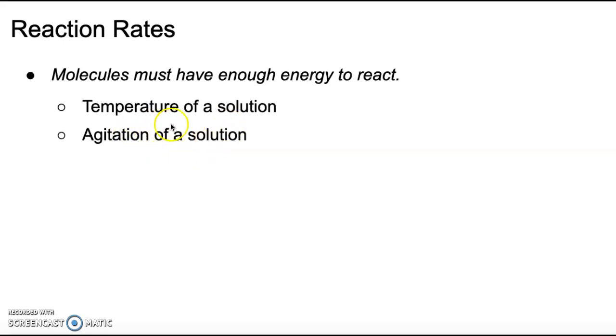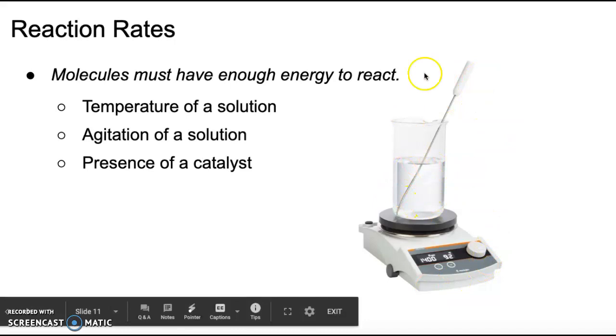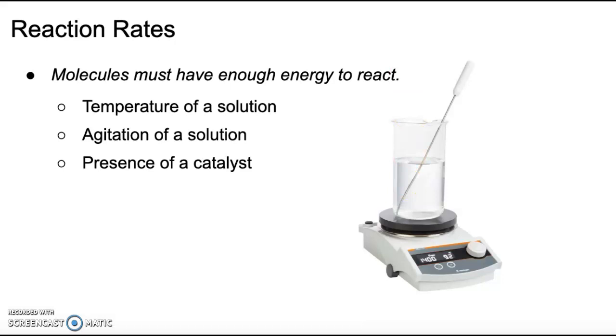And then again, what we can do is if we agitate a solution, if you stir it, you can provide more energy to the molecules, make them move a little bit faster and collide with a little bit more energy. And then the last thing is the presence of a catalyst can not add energy to the reaction, but it makes it so that the reaction needs less energy in order to react. So it lowers that activation energy and makes it more likely that the particles are going to have enough energy when they do collide. Right, so here I've got a beaker on a hot plate with a little stir, so we can heat up and stir the reaction. And then if we could add a catalyst, that would speed up the reaction even more.